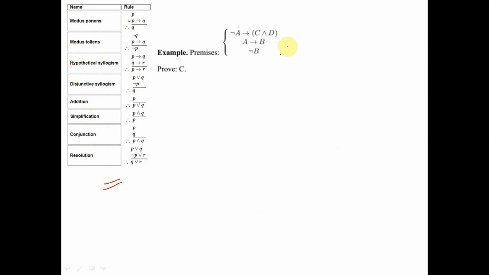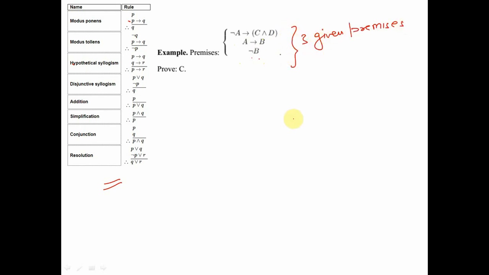Now the question says these are the premises. The first premise says negation of A implies C and D. The second premise says A implies B, and the third premise says negation of B. Now we have three premises. These are the three given premises.